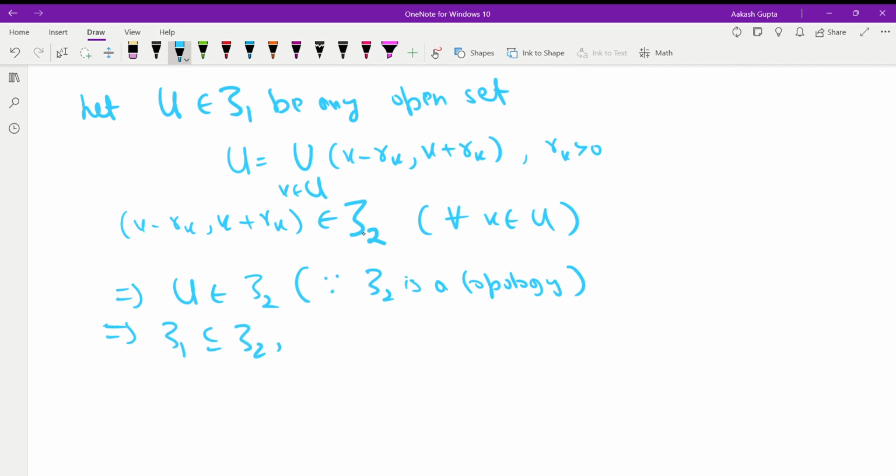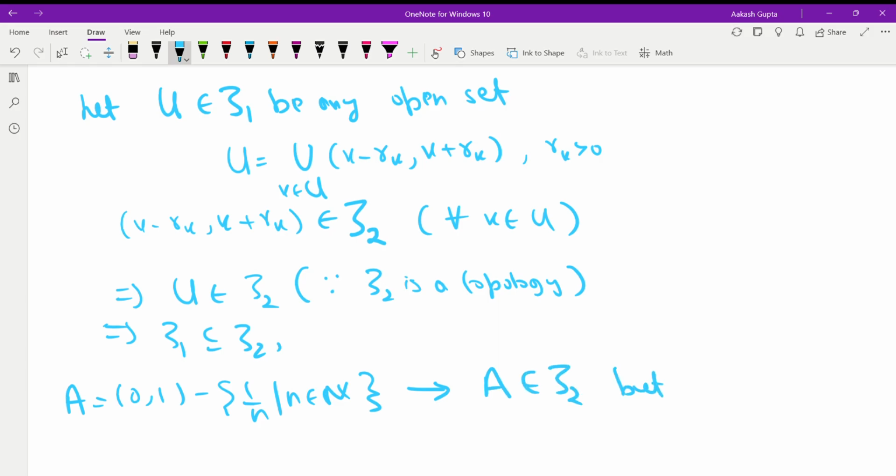Now, let us take this set. Capital A is equal to the interval 0 comma 1 minus the points 1 upon n. So note that A belongs to tau 2, but is it open in the usual metric on R? No, right? Show it. Why is this not open? I hope you guys can do that.